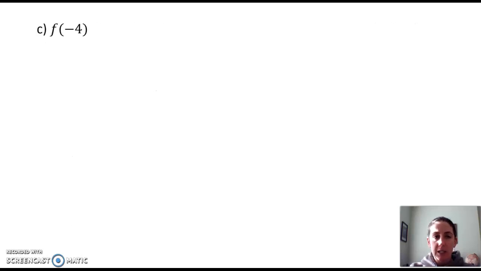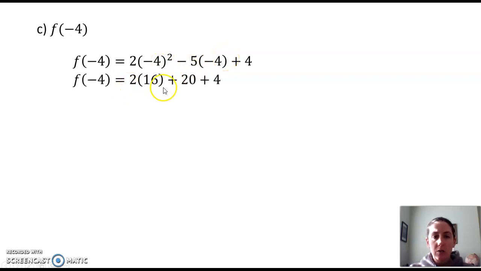Using those same functions, f at negative 4 means I'm going to input negative 4 for x. So that's going to be 2 times negative 4 squared minus 5 times negative 4 plus 4. Negative 4 squared is 16. Negative 5 times negative 4 is 20. 2 times 16 is 32 plus 20 is 52 plus 4 gives me 56.